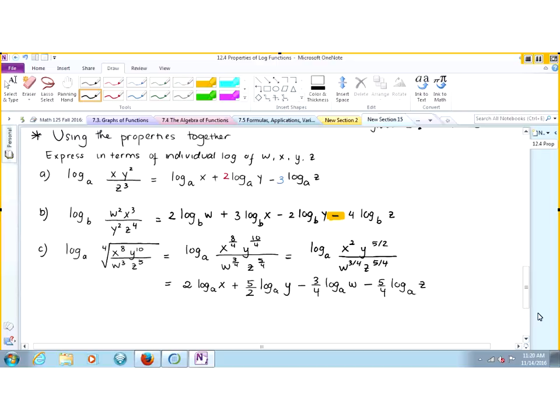If you have radicals, then we rewrite the exponents for them separately, for each x, y, w, and z. Is it easy? Yeah. So now the next one, what we're going to do is express a single log. So this one is expressed in terms of individual log.